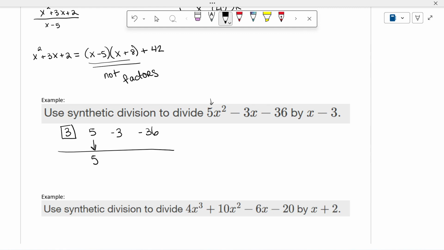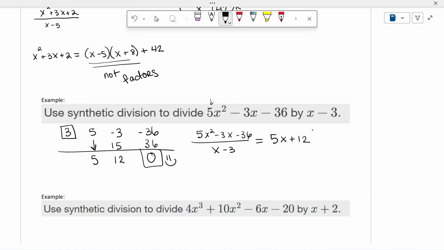Synthetic division. First number straight down, multiply by the number in the box, add them, multiply by the number in the box, add them. Very nice. This is my remainder. So I divided 5x squared minus 3x minus 36. I divided x minus 3 out, and my quotient was quadratic. We took a linear out, so what's left is 5x plus 12. Okay, that's how we would write it.